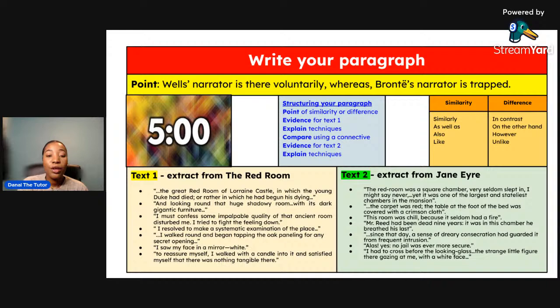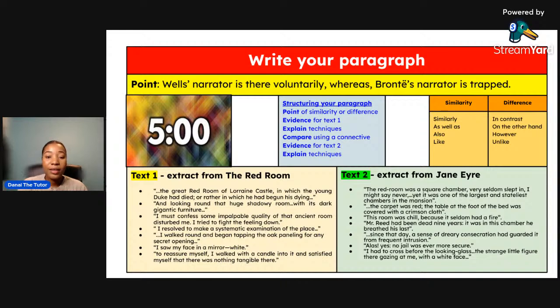So when you're structuring your paragraphs, you want to first of all make a point about a similarity or difference. The point in the yellow box there is a difference, so it's already written out, and you can just start your paragraph that way. Then you want to move on to your evidence for text one first. So add your evidence for text one and then explain the techniques used in that one, the language or structure techniques used.